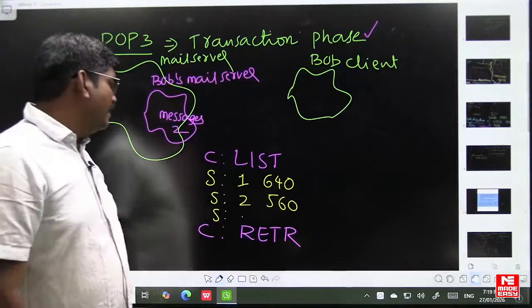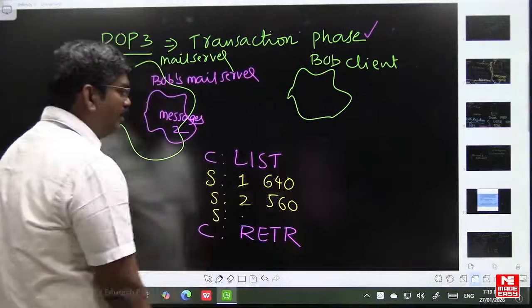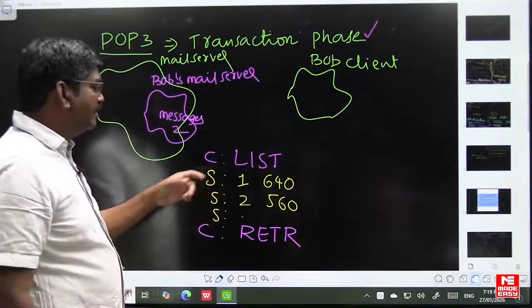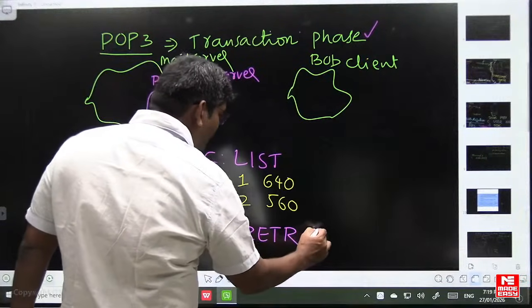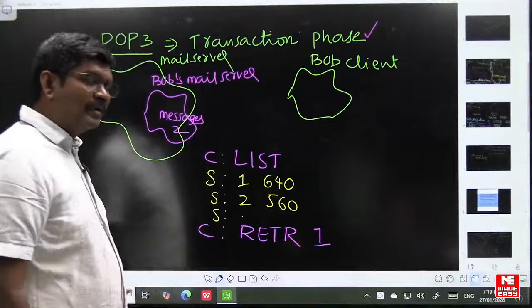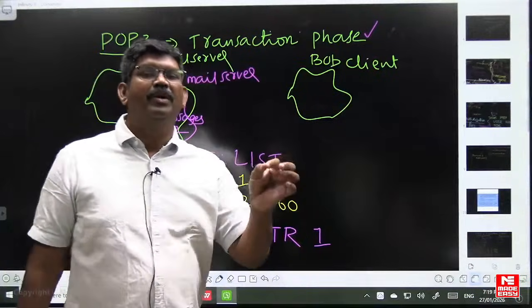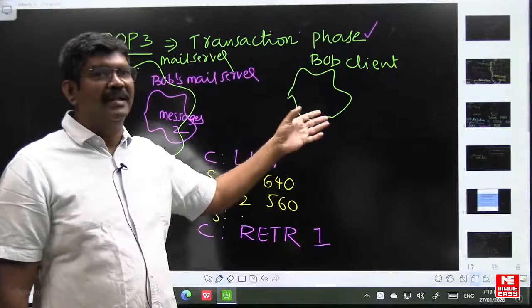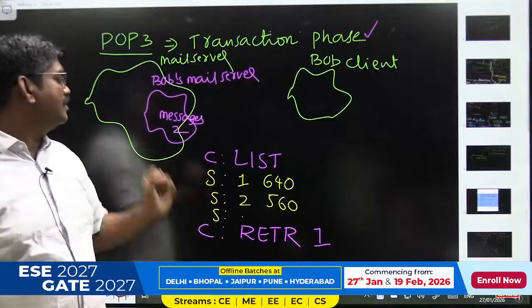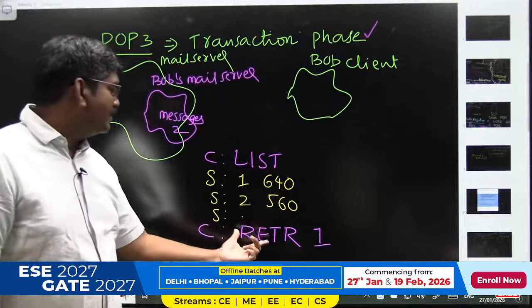After authorization. Okay. What do you want to retrieve? See, the server has sent 2 mails, 1 and 2. So here you can give it as RETR 1. What is the meaning of 1? I want to retrieve mail 1. Who wants to retrieve? Bob's client. From where does he want to retrieve? From Bob's mail server.